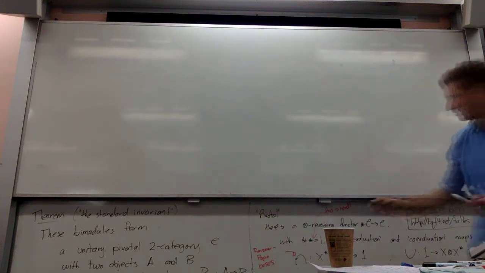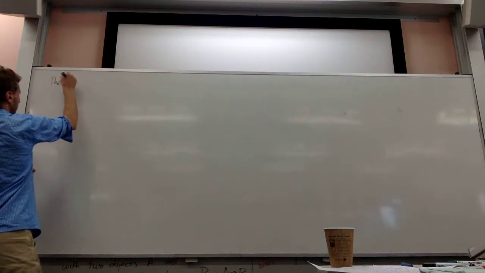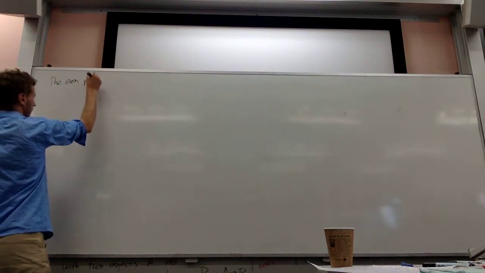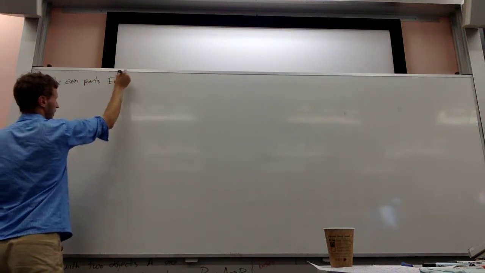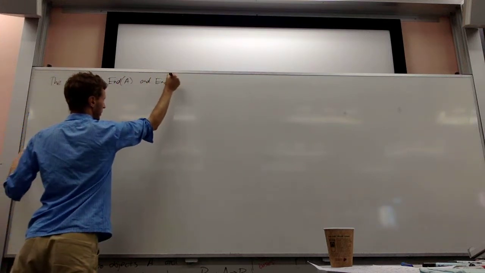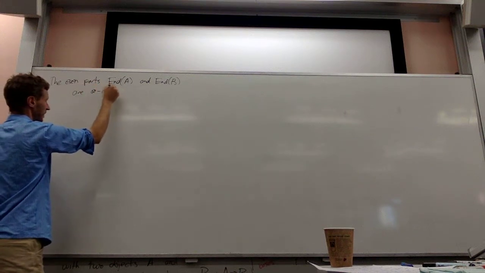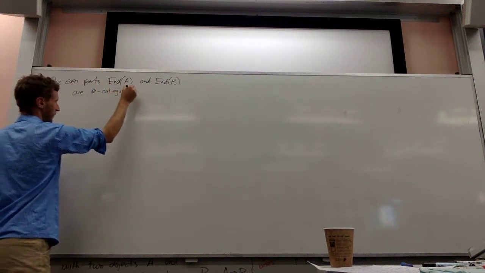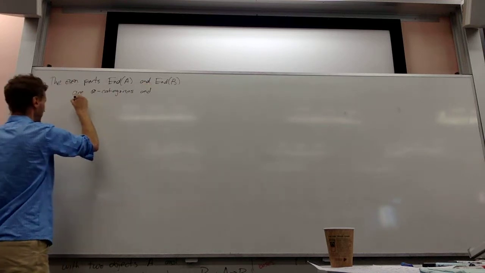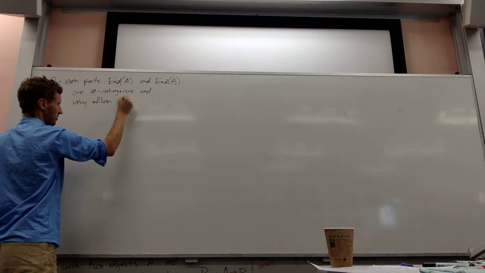So let's just quickly write that. Even parts of A and B are tensor categories, and very often fusion categories.